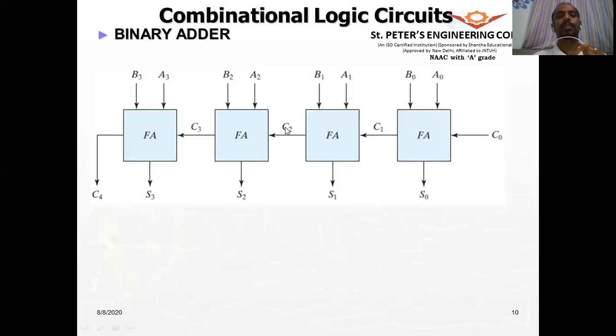Similarly, C2 is the carry from the previous addition of A1 and B1. Similarly, C3 is the carry of addition of A2 with B2, and C4 is the overall carry if it was generated. So when we add two numbers, the sum can be more than the number of bits added. That means, when we add two bits, it can be more than one bit, right? The sum will be more than one bit, that is sum and carry, 2 bits. So when I add 4 bits, the sum can be more than 4 bits. That will be represented by this carry bit.